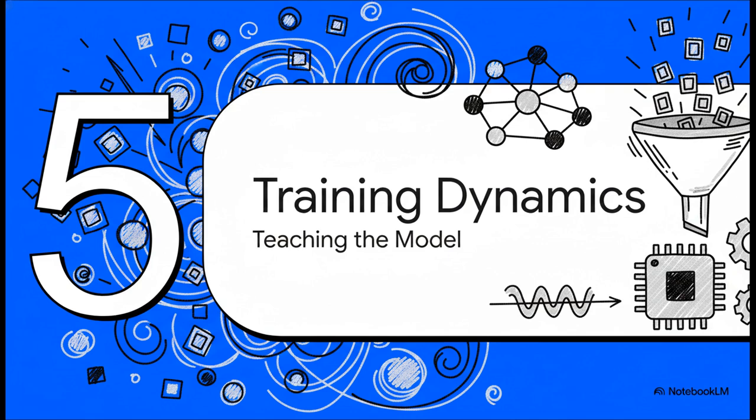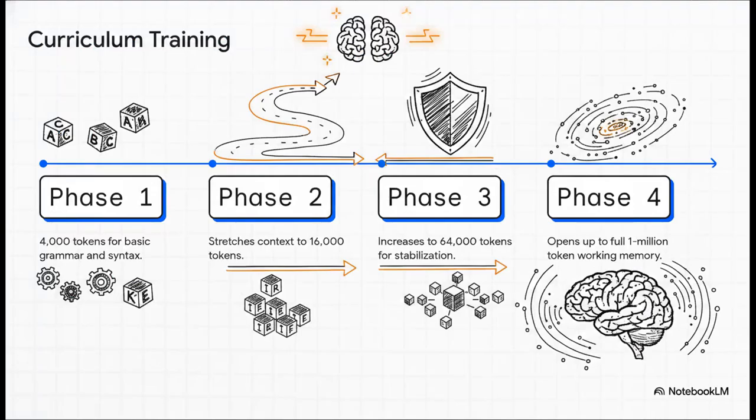Section 5. Stabilizing AI Training Dynamics. Let's look at how they actually go about teaching this massive model. You don't just dump 33 trillion tokens of data into this engine all at once. They used a really smart curriculum training method. Phase 1 starts with just 4,000 tokens so the model can learn basic grammar and syntax. Then, Phase 2 stretches it out to 16,000 tokens. Phase 3 moves to 64,000, and finally, Phase 4 opens up to the full 1 million token working memory.